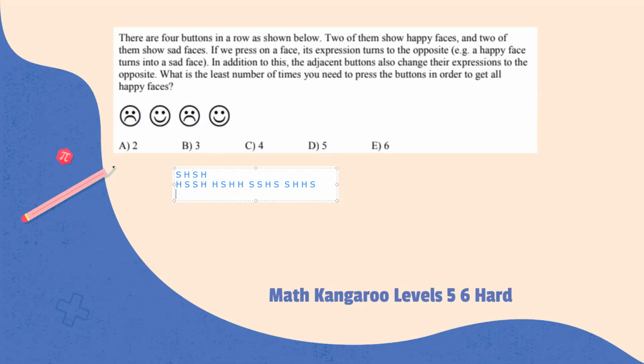So let's look at sad, sad, happy, sad over here. Or any of them is fine. But one of the middle ones would probably be the best, right? So what you can do is you can just press the last button over here. And press this last sad, and you can get SSSH. And then from there, you can just press the second button, and that will flip all of them.